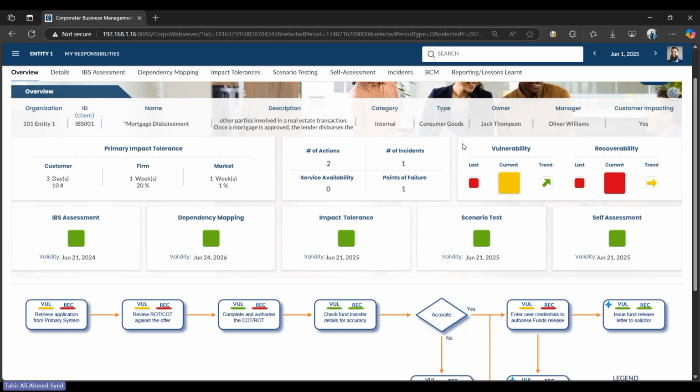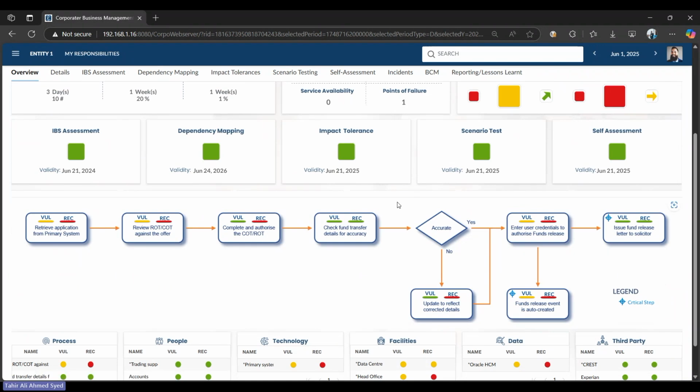Now, depending on how all these pillars are operating, you will see that we have a vulnerability and a recoverability score, right? We show you what was the last status of the vulnerability and the recoverability score. We show you what is the current status, and we also show you what is the trend that is occurring in terms of comparison from the last time to current, which kind of gives you an indication of where your service is heading towards in terms of forecasting.